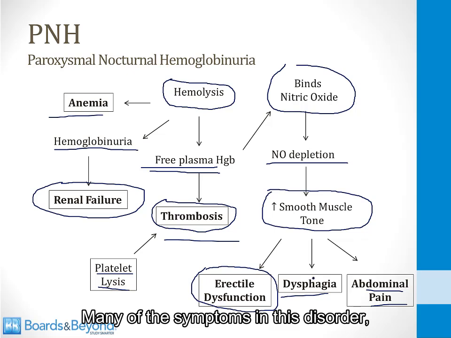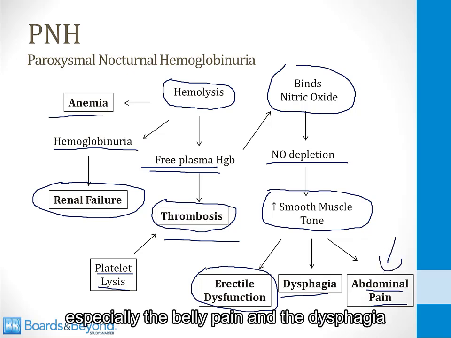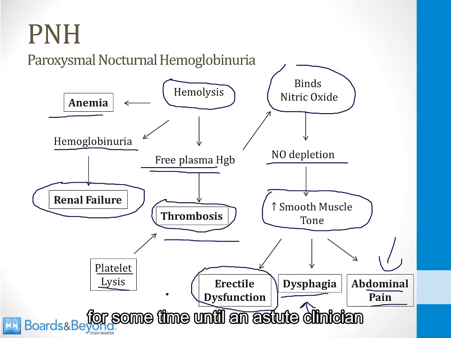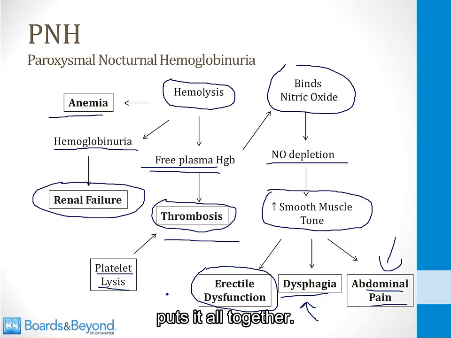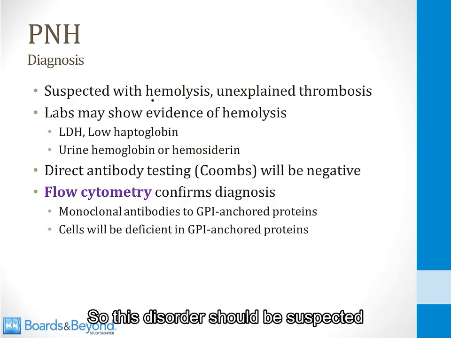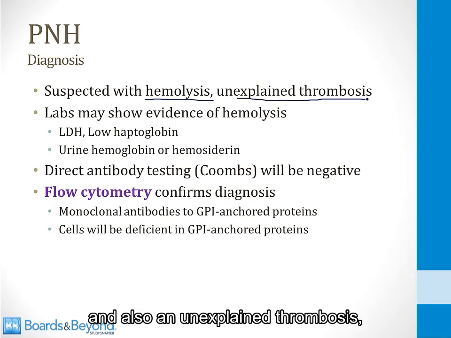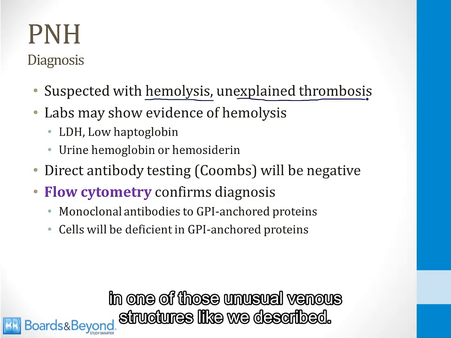Many of the symptoms in this disorder, especially the belly pain and the dysphagia, are relatively nonspecific, so these patients are often undiagnosed for some time until an astute clinician puts it all together. So this disorder should be suspected in anyone who has evidence of a hemolytic anemia and also an unexplained thrombosis, especially a thrombus in one of those unusual venous structures like we described.